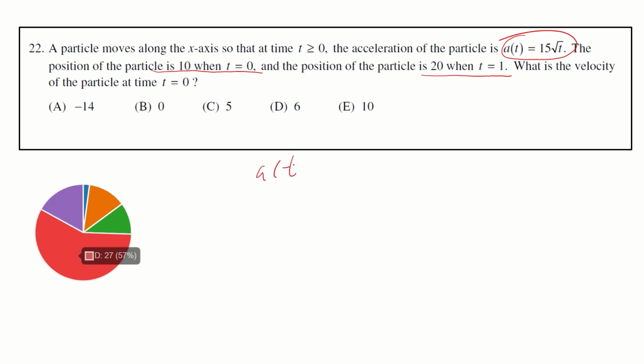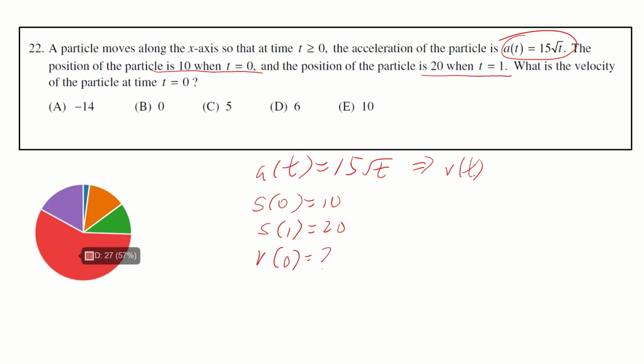So given a equals 15 square root of t. S of 0 is equal to 10. S of 1 is equal to 20. We are asked to find what is v of 0. a is equal to 15 square root of t. It means that v(t) is equal to the integration of 15 square root of t. And this equals 15 t to the power 3 over 2 divided by 3 over 2, which means multiply 2 over 3, plus c. So 10 t to the power 3 over 2 plus c.